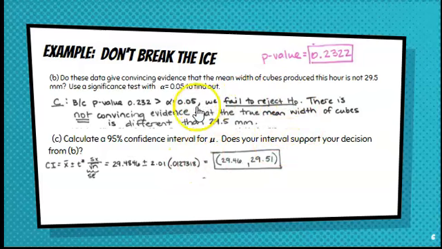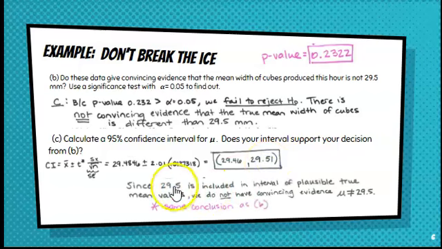I'm looking to see: is my null value, the 29.5 millimeters, within the range of these values? Well, it is within there, so I would not reject that null. Since 29.5 is included in the interval of plausible true mean values, we do not have convincing evidence that mu is not equal to 29.5. And that's the same conclusion we had up here, right? Two ways to get there. With the two-tailed test, you can use confidence intervals to get your decision.